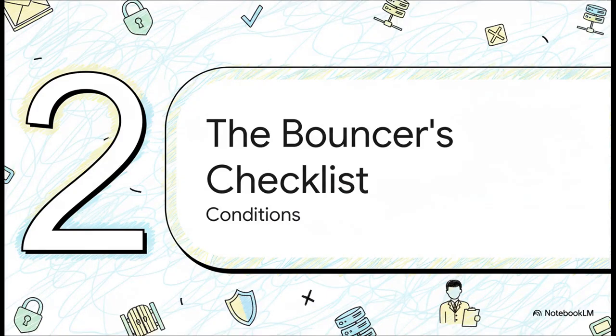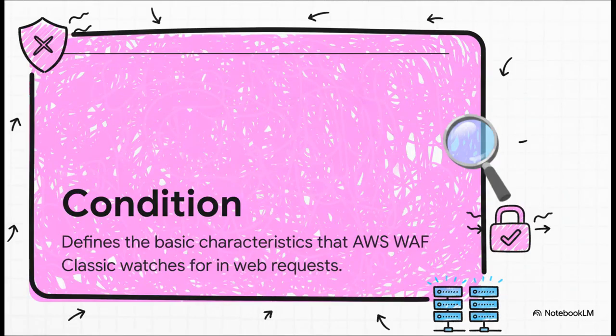So let's start with that first Lego brick: conditions. If our WAF is the bouncer, then conditions are the specific items on their checklist. Are you on the VIP list? Are you wearing the right dress code? These are those individual little checks. So a condition is really just the simplest check the WAF can perform. It's a single characteristic it's been told to watch for in any given web request. Let's look at a few of the most common ones.